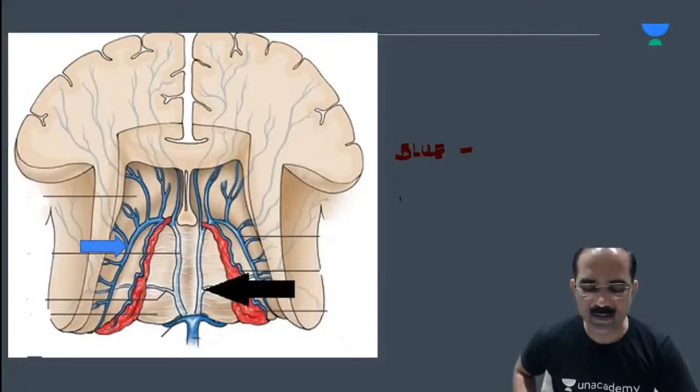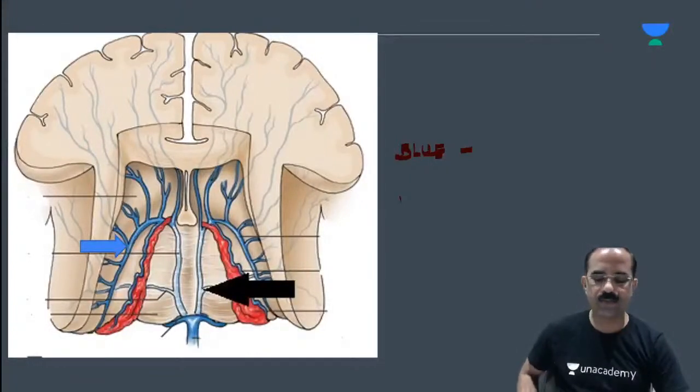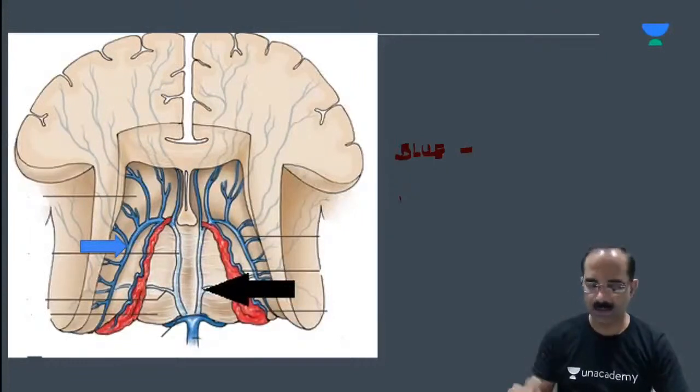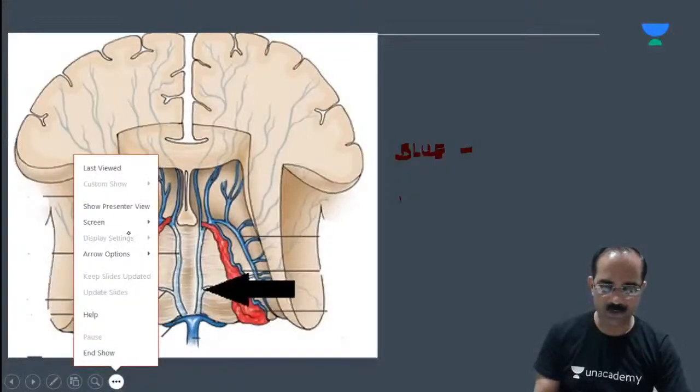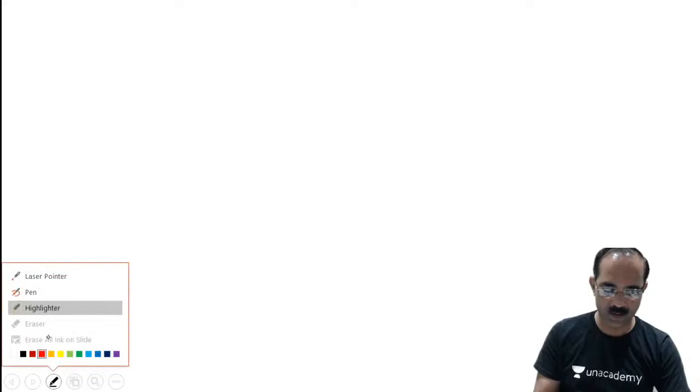Blue is the sagittal sinus. No, it is not the sagittal sinus. Where is the sagittal sinus located? One moment. Now that you've answered sagittal sinus, I'll quickly tell you this.